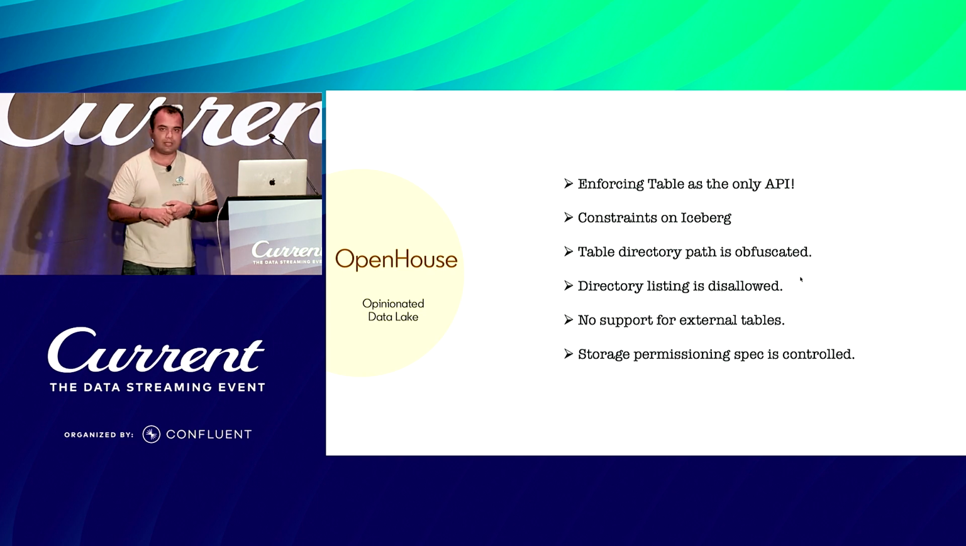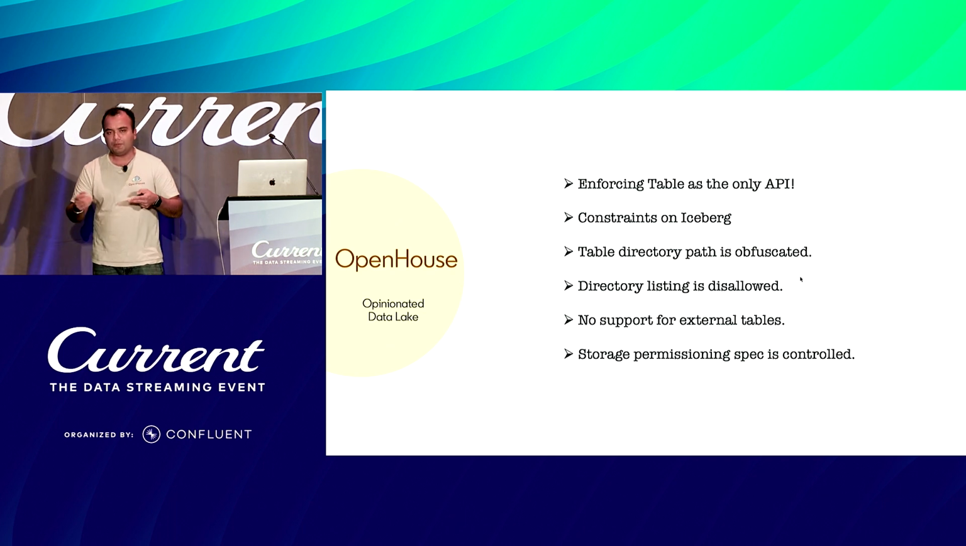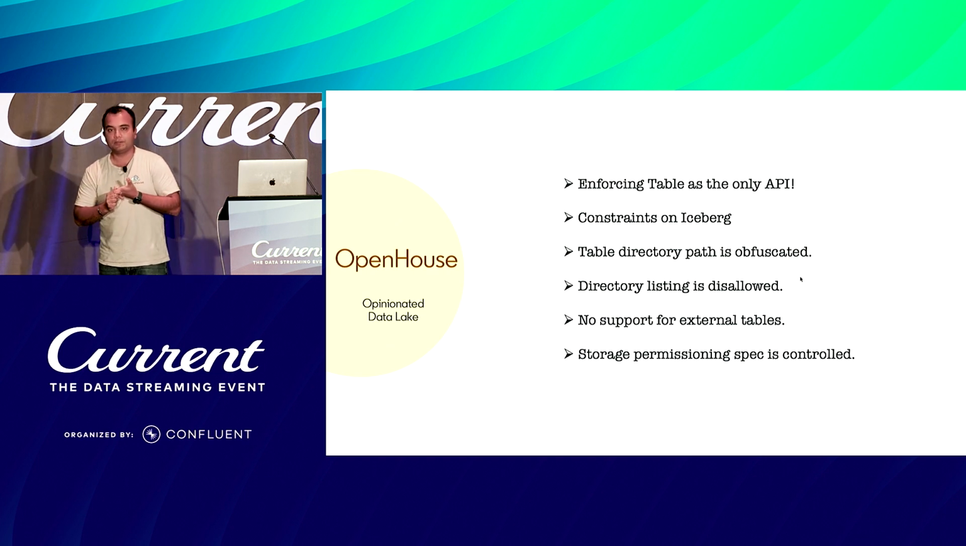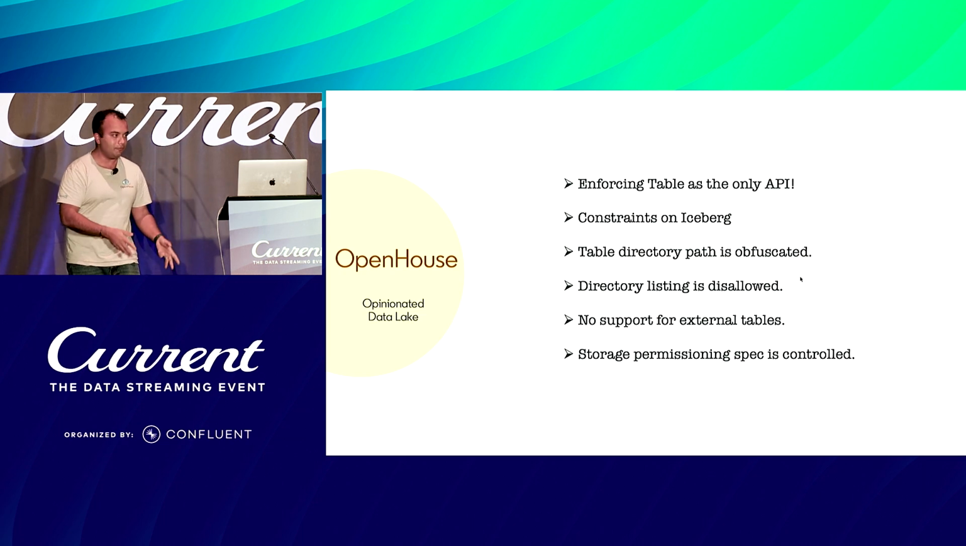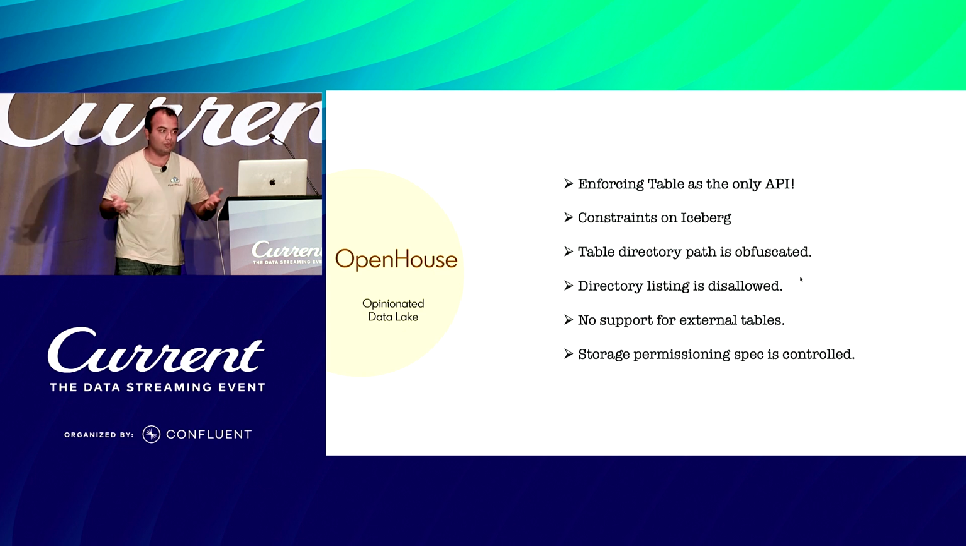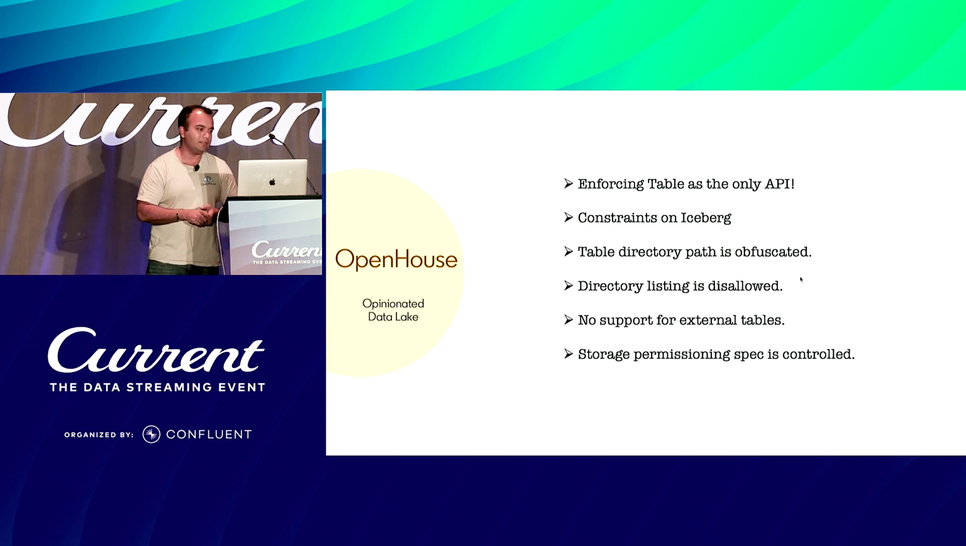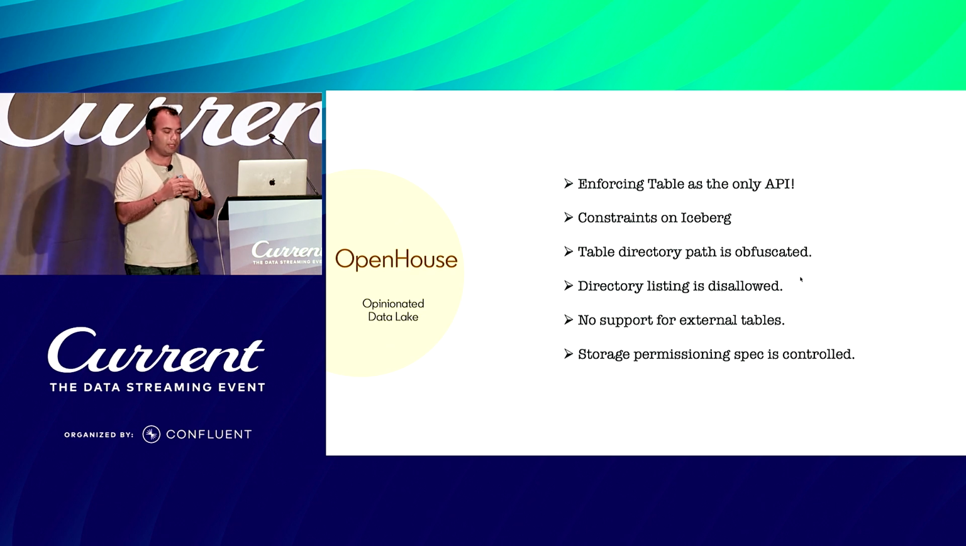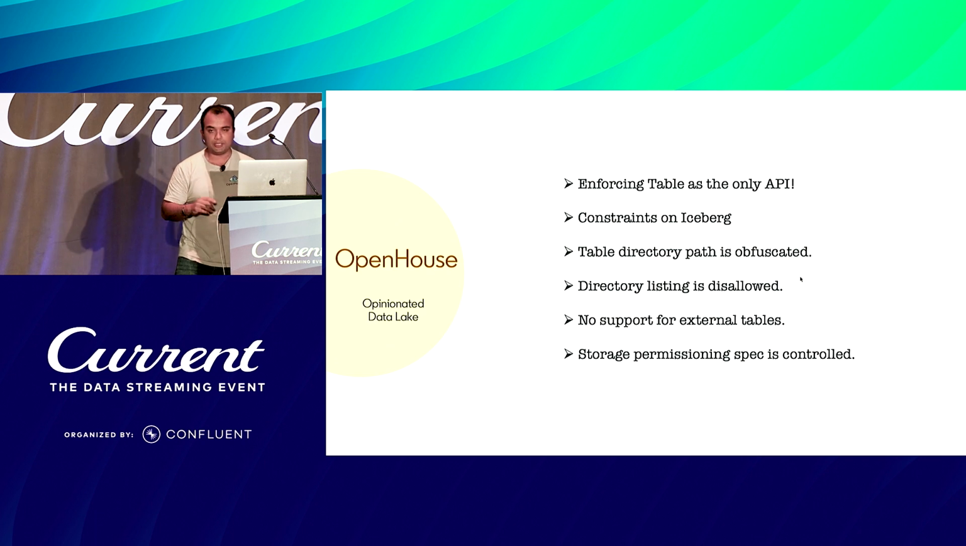But this is one of the design patterns that we have in OpenHouse. What we have done is put constraints that anything in this protected storage namespace is Iceberg. The table directory path is obfuscated. In Hive, you could just go and have a table name. But when you create a table in OpenHouse, we create it in a location which you have to reverse engineer to find out where it is. We have disabled directory listings. So if in Hive you are doing a lot of directory listing to get files and putting them into a data frame, then doing data processing, we have disabled that. So Hive-style data processing doesn't work in this space, at least in OpenHouse. And then there is no support for external tables, and the storage permissioning spec, like I mentioned, is very opinionated. Nobody can just go and change those permissions within this protected bucket, if you will.